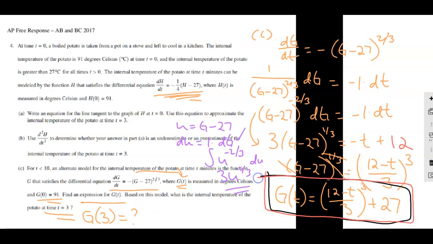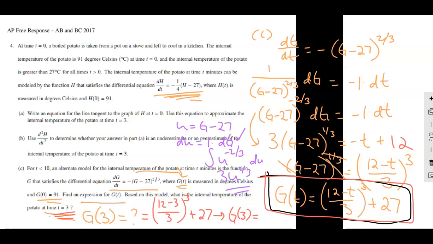There's the G equation. And then the last thing it wanted me to do was to come back, and we wanted to find what G of 3 is. So I'm just going to take 3, plug it in, and then we can go for it. So here we're going to have 12 minus 3 over 3 cubed plus 27, and then we can figure out what G of 3, the exact temperature this function tells us, is going to be.